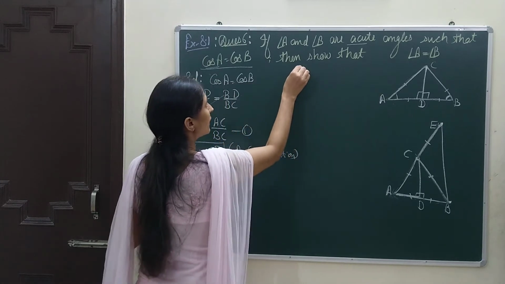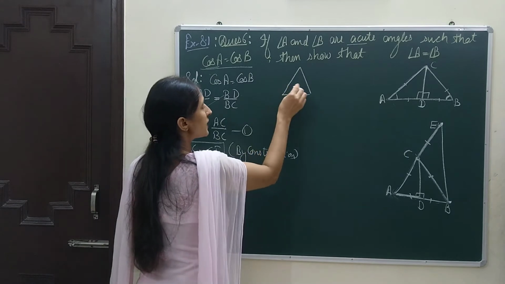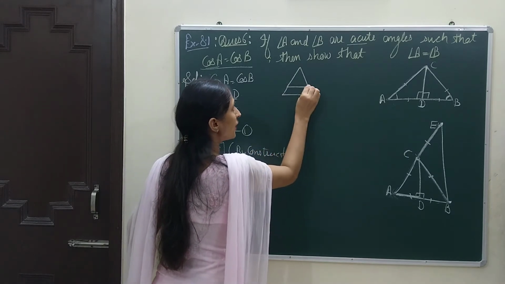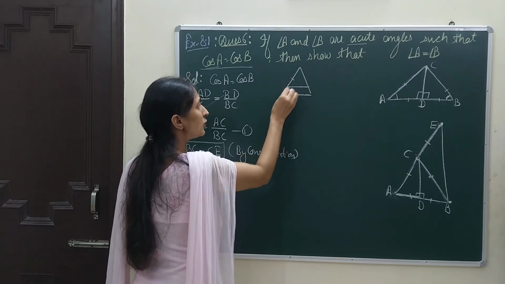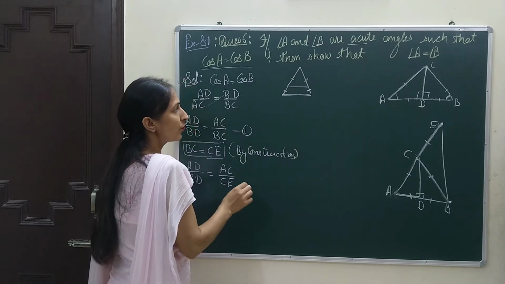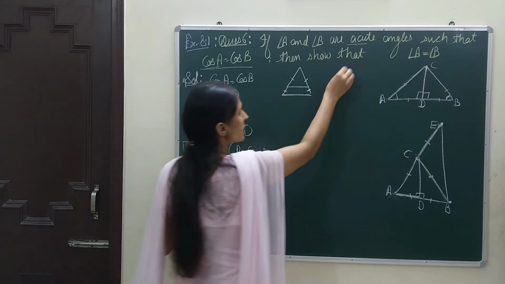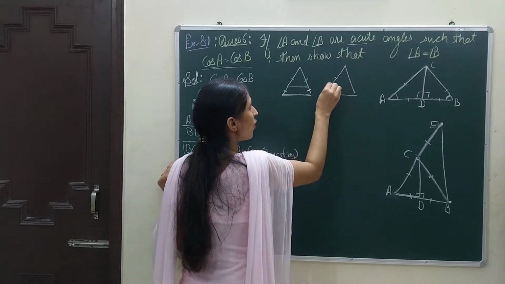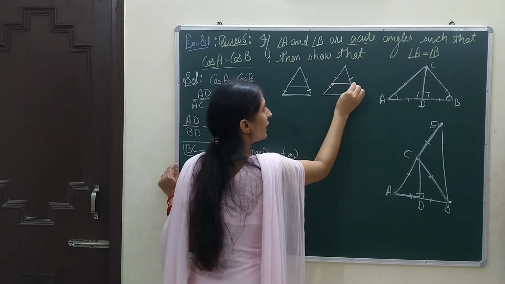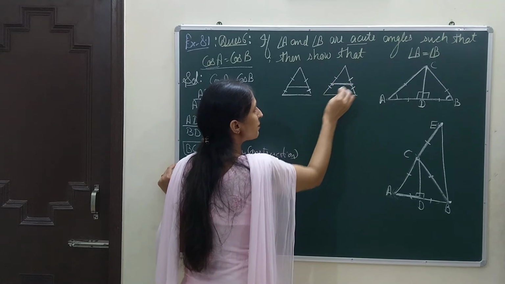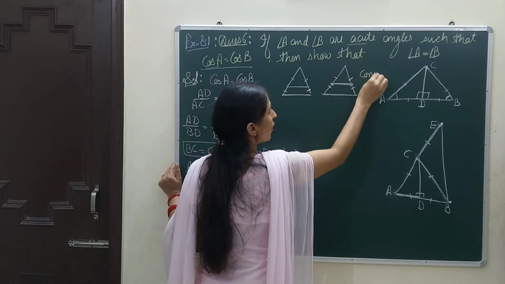So, if you have learned about the BPT theorem, what does the BPT theorem say? BPT theorem says that if a line is drawn parallel to one side of a triangle, then it divides the other two sides in the same ratio. But here we are using the converse of the BPT theorem. What does that say? If two sides of a triangle are divided in the same ratio by any line, then that line is parallel to the third side. So here we are dealing with the converse of BPT.